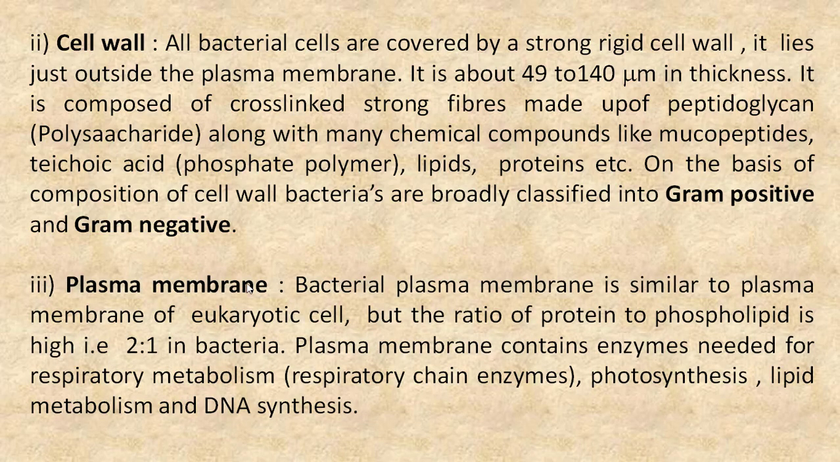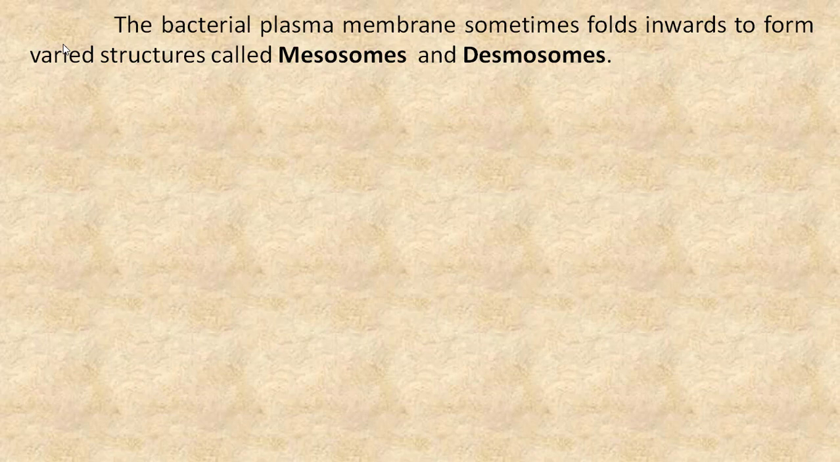Plasma membrane. Bacterial plasma membrane is similar to plasma membrane of eukaryotic cell, but the ratio of protein to phospholipid is high, that is 2:1 in bacteria. Plasma membrane contains enzymes needed for respiratory metabolism, photosynthesis, lipid metabolism, and DNA synthesis. The bacterial plasma membrane sometimes folds inwards to form varied structures called mesosomes and desmosomes.